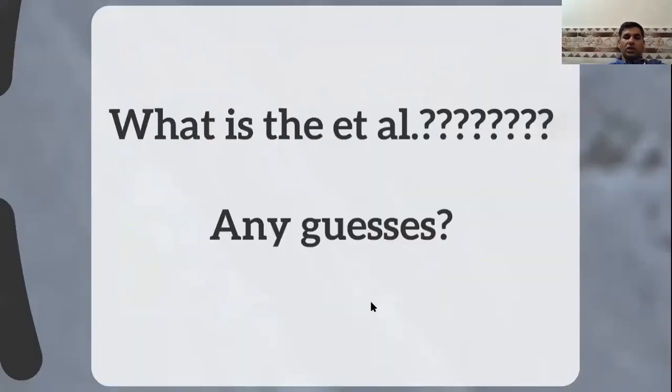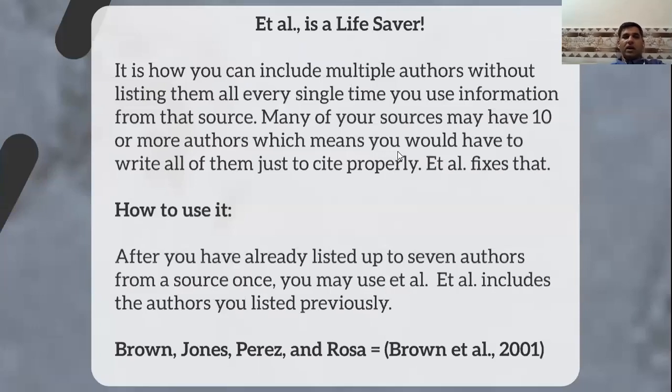"Et al." is an important point, because there's a lot of confusion among students about what it means. It can be a lifesaver. It is how you can include multiple authors without listing them all every single time you use information from that source. Many of your sources may have 10 or more authors, which means you would have to write all of them just to cite properly. So "et al." fixes that.